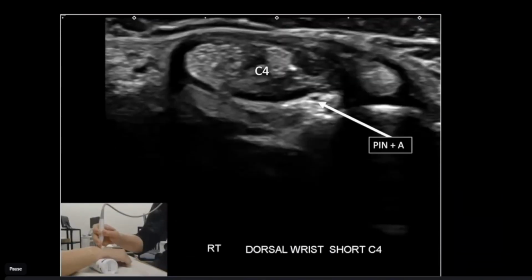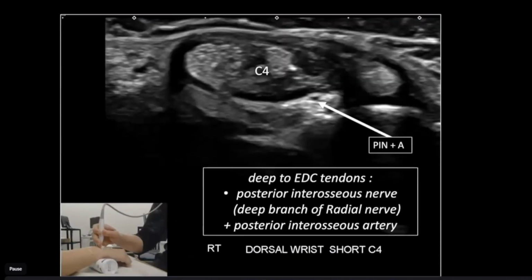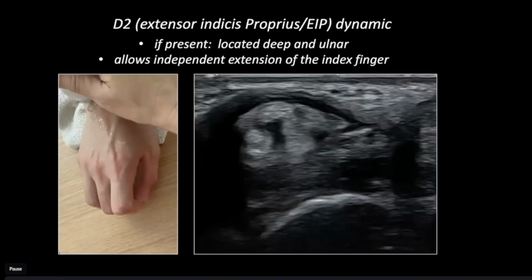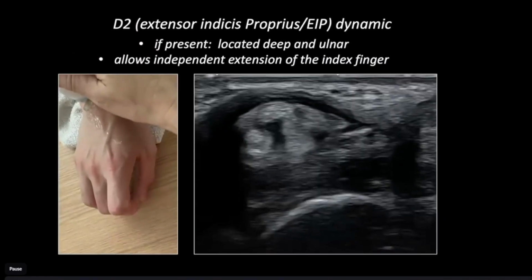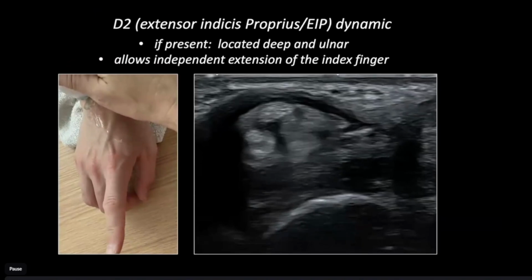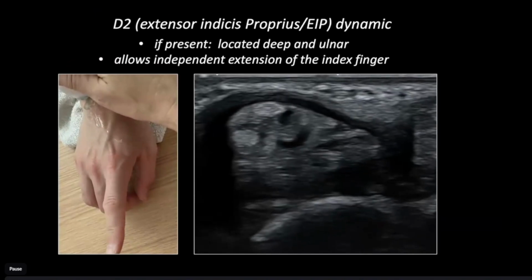You can also see a little nerve and an artery deep to compartment 4. That is the posterior interosseous nerve. It's a deep branch of the radial nerve, and also the posterior interosseous artery. That's going to come into play when there's like a large, maybe a ganglion on the dorsal wrist, and that will cause impingement. You can do a dynamic maneuver with the second digit to see the movement of extensor indicis proprius.